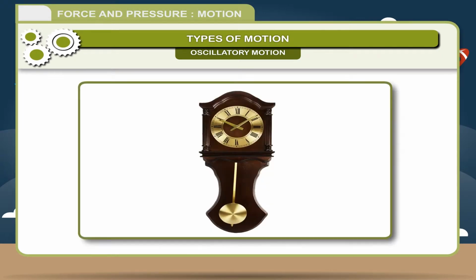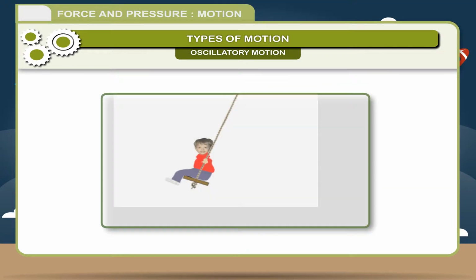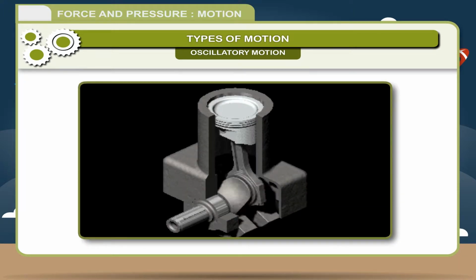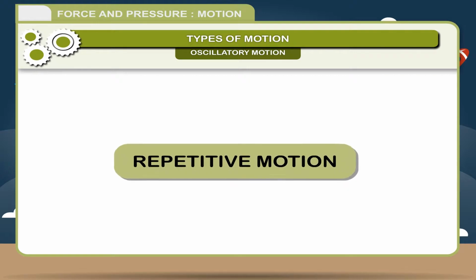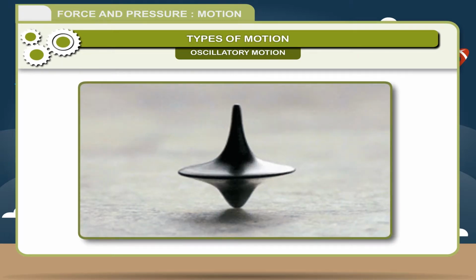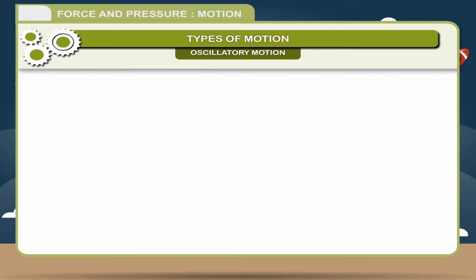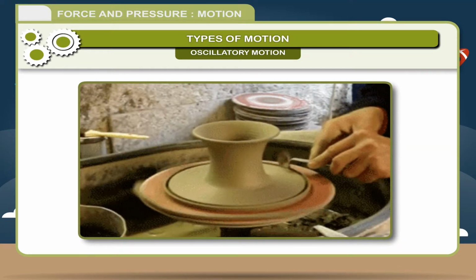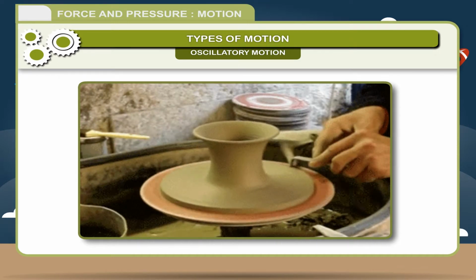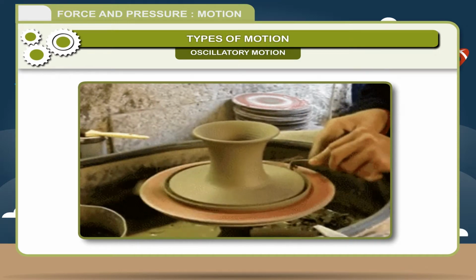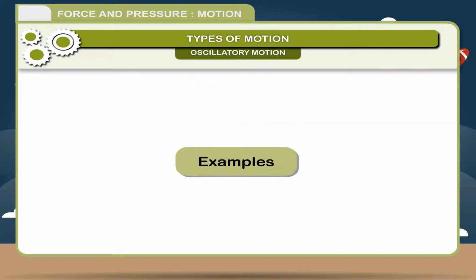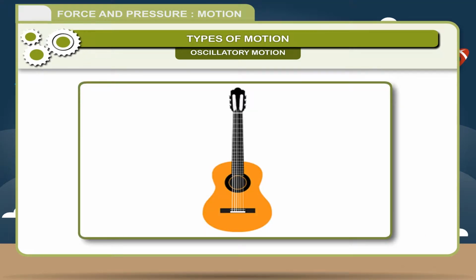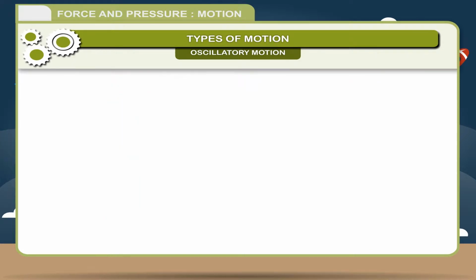Examples: motion of the pendulum of a clock, motion of a swing, motion of the piston of a moving engine. Repetitive motion. When an object undergoes to and fro motion in such a way that some parts of it execute to and fro motion while the other parts do not, then its motion is called repetitive motion. Example: motion when the strings of a guitar are plucked.